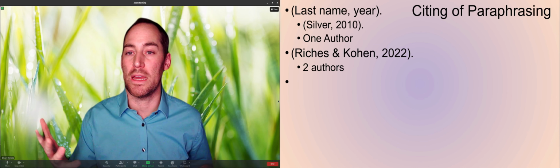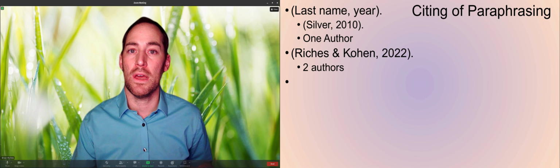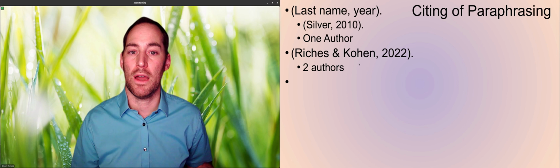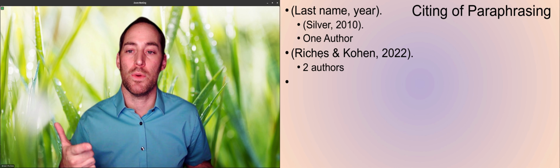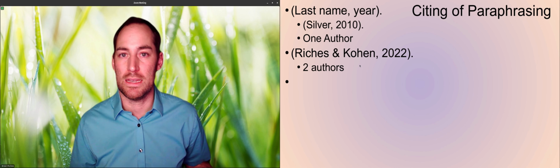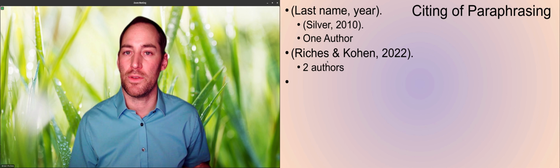So I read a second paper. The first one was by Silver, and that was on aloe vera mindfulness. Riches and Cohen did another paper on aloe vera mindfulness. They wrote theirs in 2020. So with this, there's two authors to that paper, Riches and Cohen, so I am going to include both of their names in my in-text citation. So one author, it's like this. Two authors, it's like this.